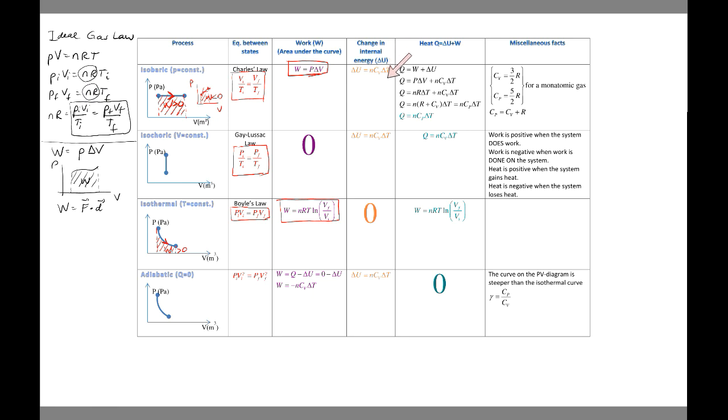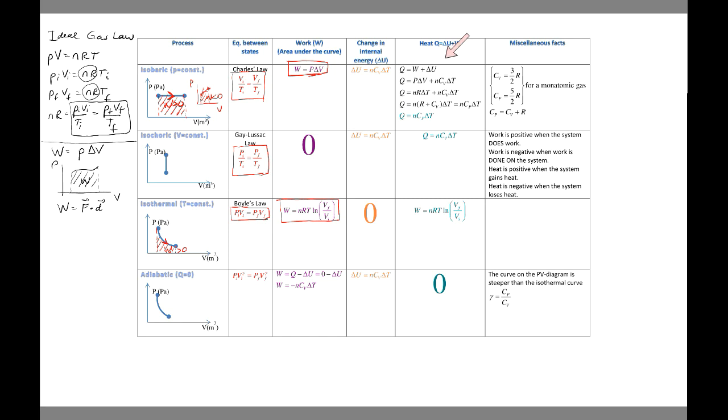It is the same for all processes. So the change in internal energy is n times Cv times delta T. Cv is specific heat at constant volume, and it's given by 3/2 R for a monatomic gas. So the change in internal energy is the number of moles times specific heat capacity at constant volume times the change in temperature. So that's the same for all processes, but for the isothermal process, since delta T is 0, then the change in internal energy is also 0.